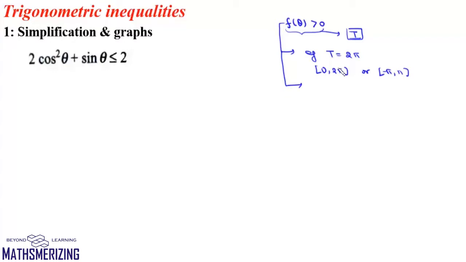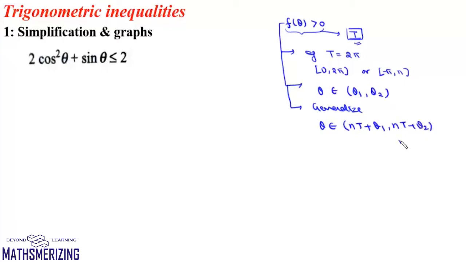We'll solve this inequality in this interval of T length, and suppose we get some solution, say theta belongs to theta 1 to theta 2. The next step is we generalize that solution, by simply adding nT to this solution. So the general solution for this inequality will be nT plus theta 1 to nT plus theta 2, where n belongs to Z. This is how we solve any trigonometric inequality.